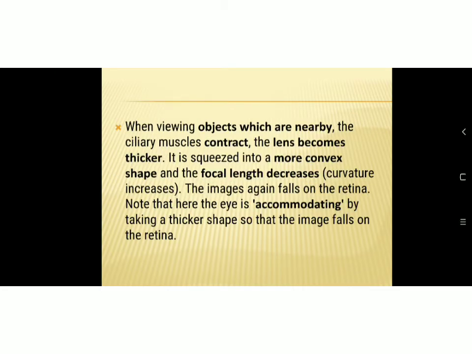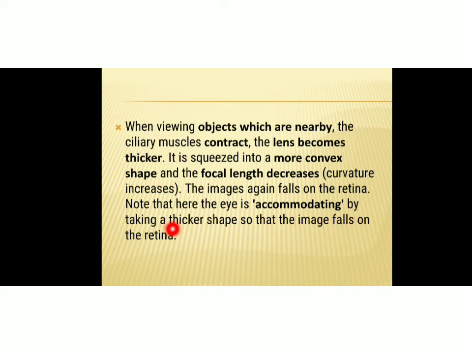Now, the same thing is explained in this slide. When viewing objects which are nearby, the ciliary muscles contract, the lens becomes thicker. It is squeezed into a more convex shape and the focal length decreases. The image falls on the retina. So here the eye is accommodating by taking a thicker shape so that the image falls on the retina.